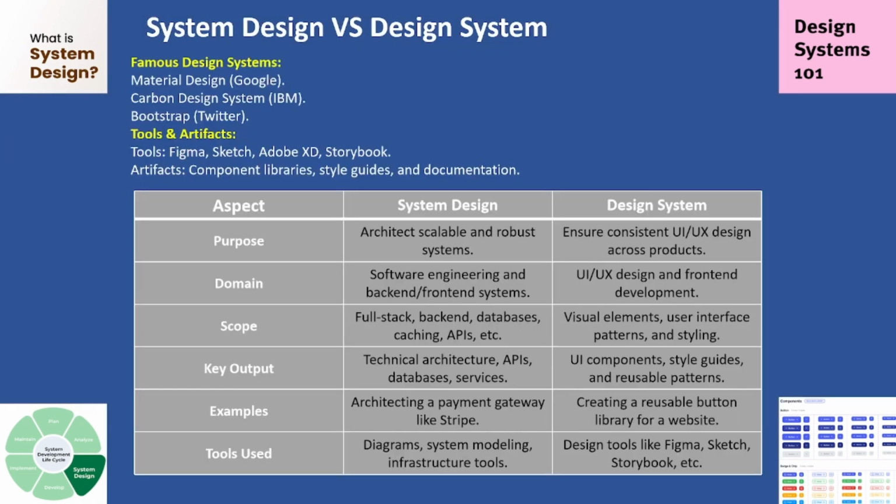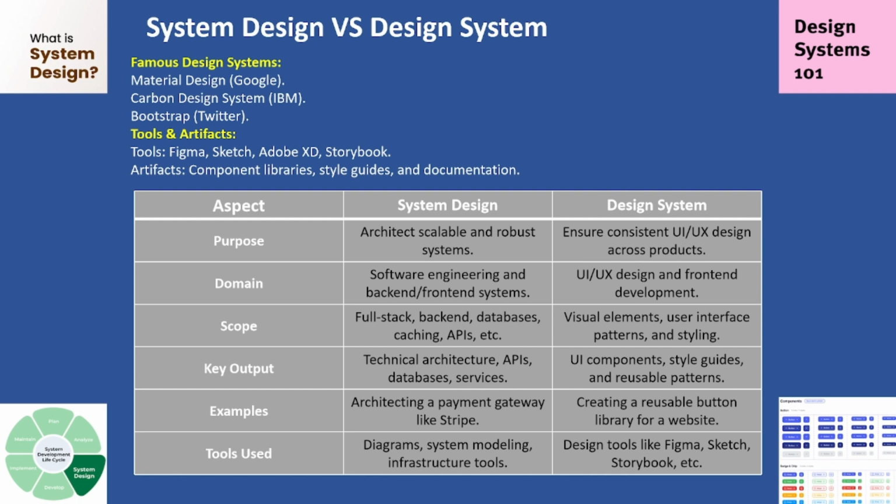Okay, and coming back to the famous design systems, for example: Material Design by Google, Carbon Design System by IBM, Bootstrap from Twitter. Tools and artifacts, for example: Figma, Sketch, Adobe XD, and Storybook. Artifacts like component libraries, style guides, and documentation. Okay, and now the aspects: system design and design system. What is the difference? The purpose: architect scalable and robust systems, versus ensure consistency of the UI/UX design across products. Domain: software engineering and back-end and front-end systems, versus UI/UX design and front-end development. The scope: full stack, backend, databases, caching, APIs, etc., versus visual elements, user interface patterns, and styling.